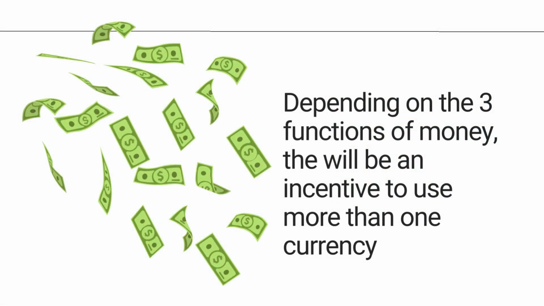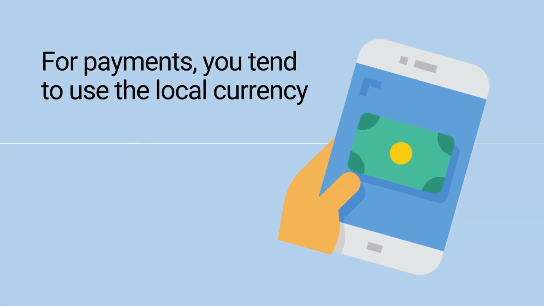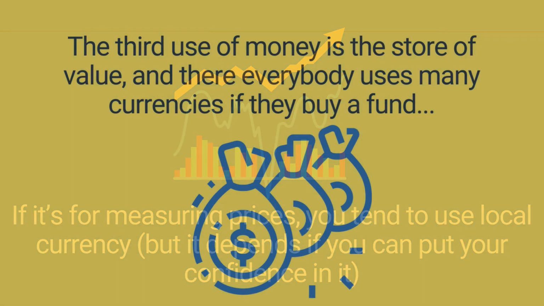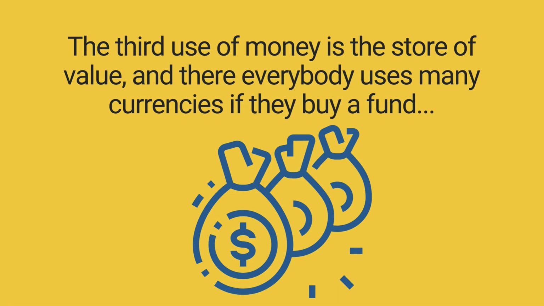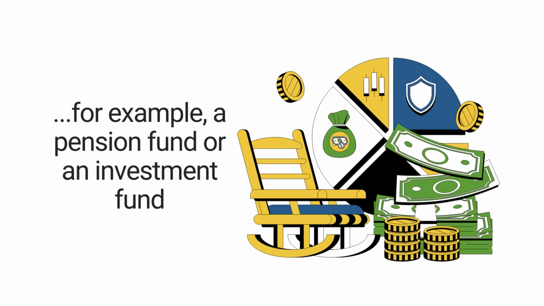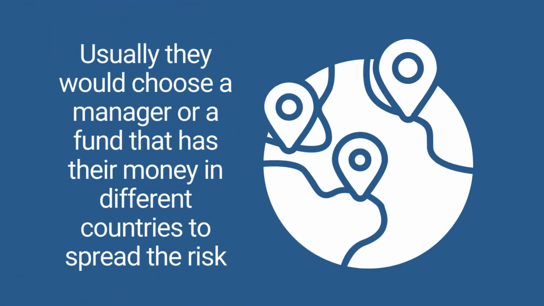Depending on the three functions of money, there's been an incentive to use more than one currency. For payments, you tend to use the local currency. If it's for measuring prices, you tend to use the local currency, but it depends on whether you can put your confidence in it. And then finally, the third use of money, which is the store of value, there everybody uses many currencies. If they buy a fund, if they have a pension fund, or if they have an investment fund, usually they will choose a manager or a fund that has their money in different countries, simply to spread your risks.